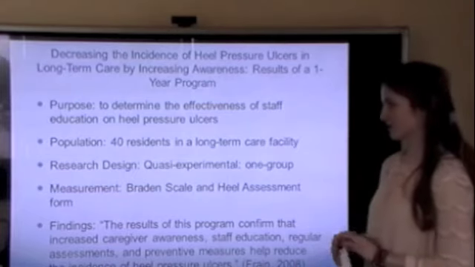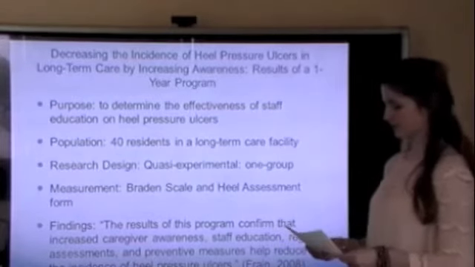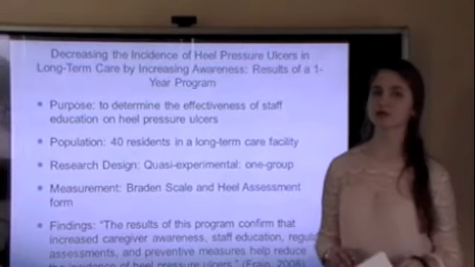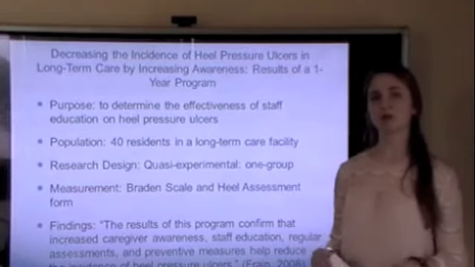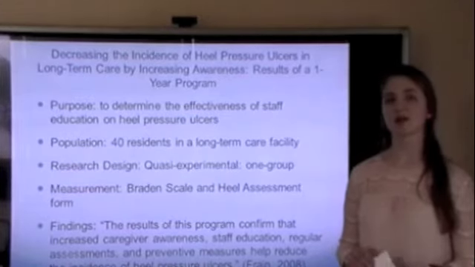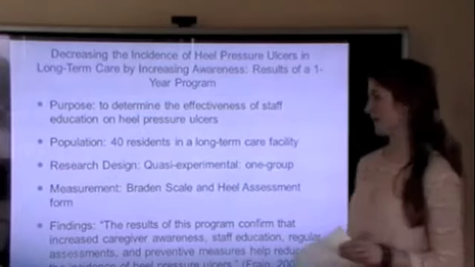So the measurements used were the Braden scale and the heel assessment form. So the Braden scale was used to obtain the status of current pressure ulcers and the risk status that someone may develop a pressure ulcer before the experiment began, and then again it was used at the end of the experiment to see what was there.